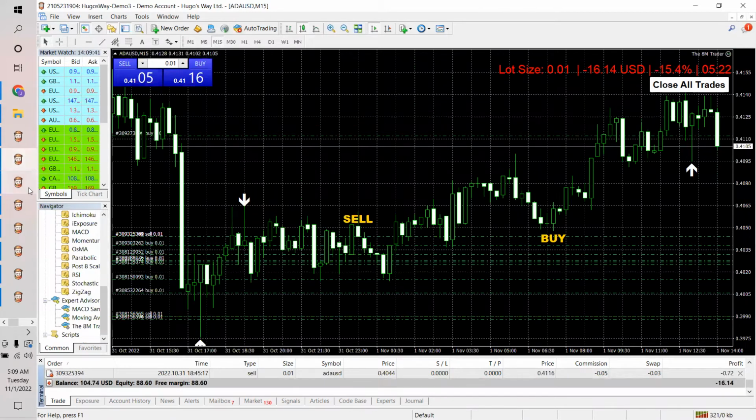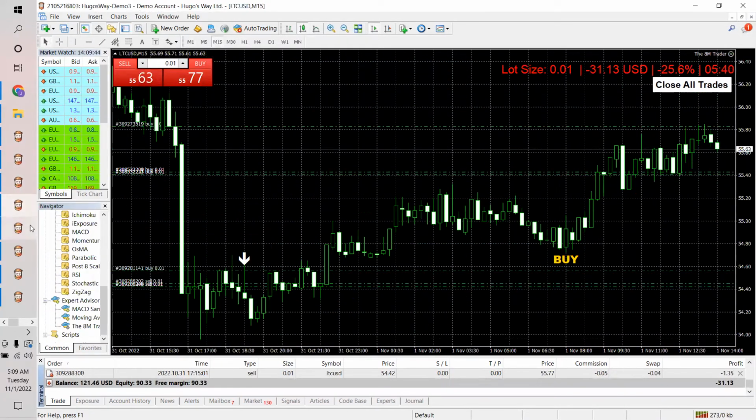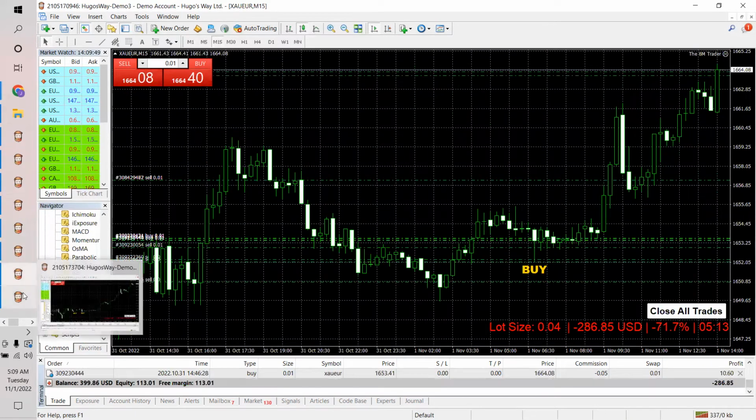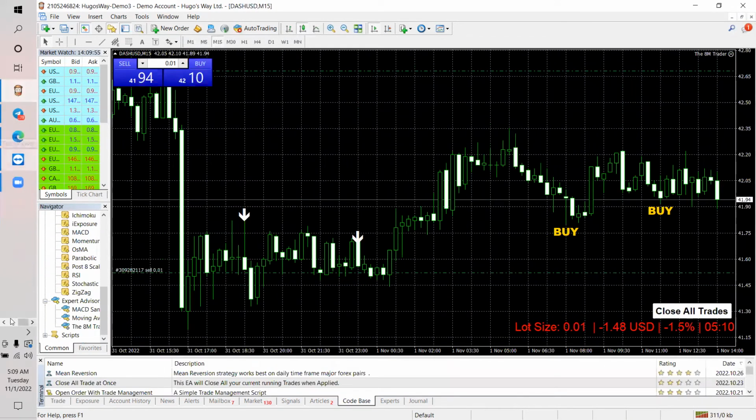Just taking a look, we do have Cardano right here, nothing there. Gold, nothing there. Platinum, nothing there. LTC, nothing there. Oil, nothing there. Gold versus euro, nothing there. Silver versus USD, nothing there. And Dash USD, nothing there as well.